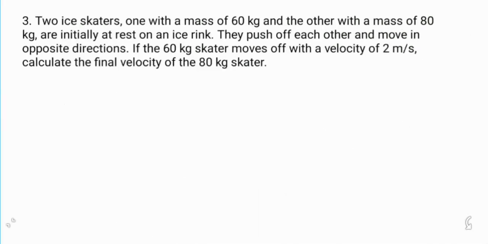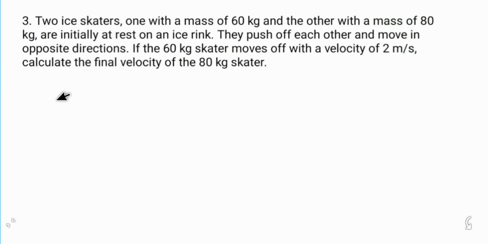Number 3, two ice skaters, one with a mass of 60 kg and the other with a mass of 80 kg, are initially at rest on an ice rink. They push off each other and move in opposite directions. If the 60 kg skater moves off with a velocity of 2 meters per second, calculate the final velocity of the 80 kg skater.